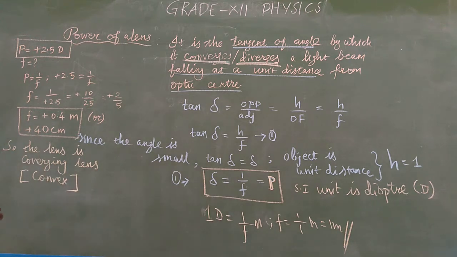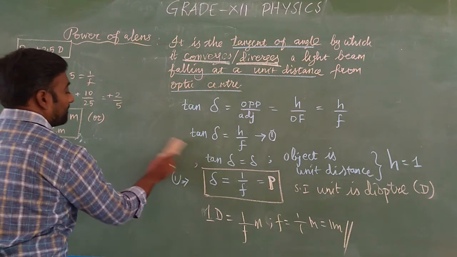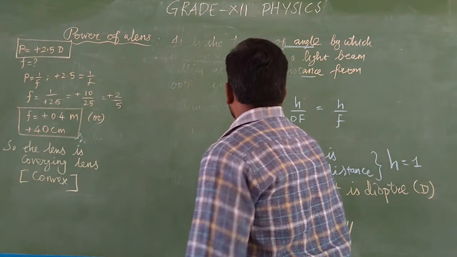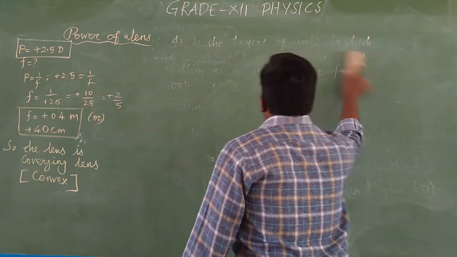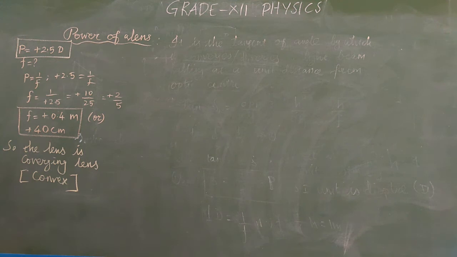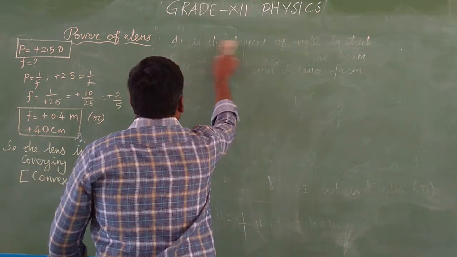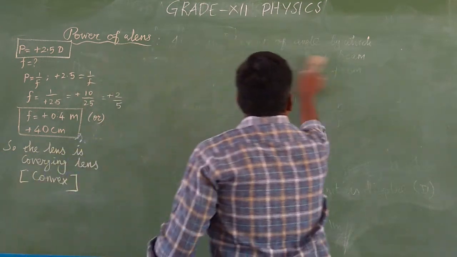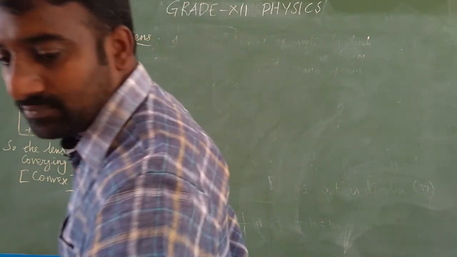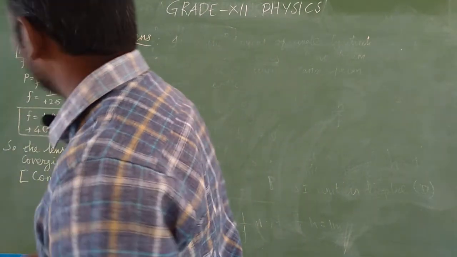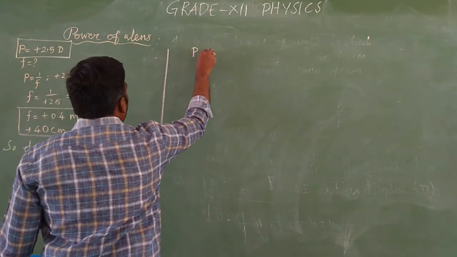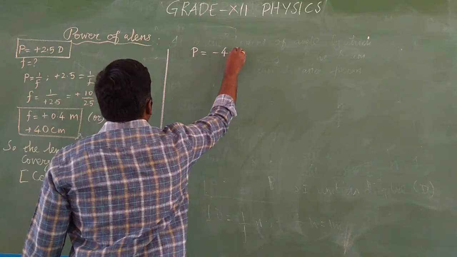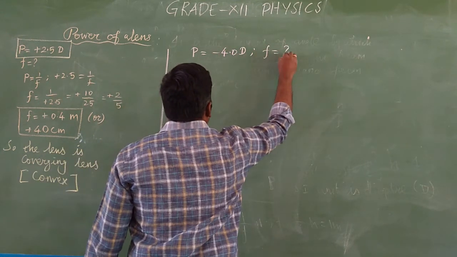Okay. Similarly, another simple sum. The power of a given spherical lens is minus 4.0 diopter. Then what is its focal length?